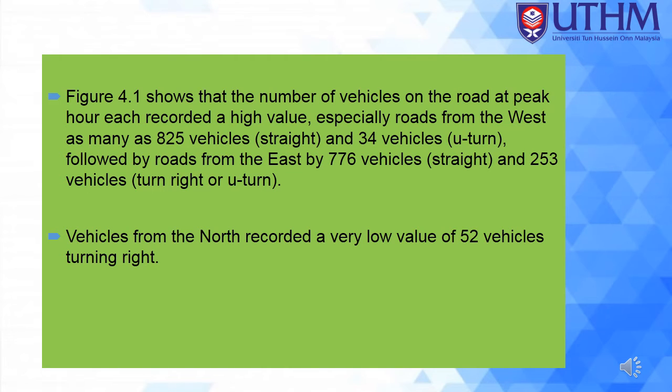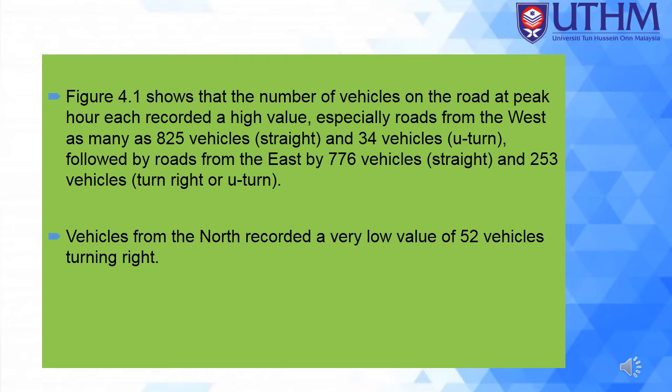Figure 4.1 shows that the number of vehicles on the road at peak hour each recorded a high value, especially roads from the west. As many as 825 vehicles go straight and 34 vehicles U-turn, followed by roads from the east with 776 vehicles going straight and 253 vehicles turning right or U-turn.